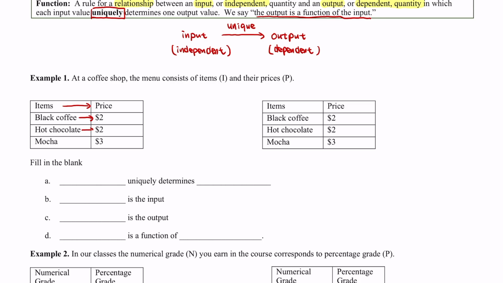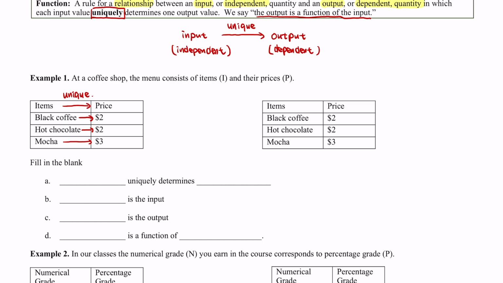Second, if you want hot chocolate, you must pay $2. We have a unique price for the item. And the last one, if you want to get a mocha, you need to pay a little bit more, $3. We have a unique price for a cup of mocha. So for each item, we have a unique price: $2 for black coffee, $2 for hot chocolate, or $3 for mocha. Each item has a unique price.